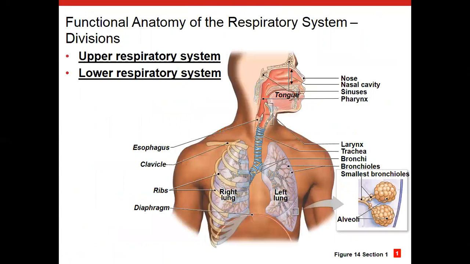We divide our respiratory system into two components, two parts. Upper respiratory system, which is basically everything above, right here is your voice box, your larynx. So everything above that larynx is your upper respiratory tract. And then everything below the larynx, so here's your windpipe or the trachea, everything below that is your lower respiratory tract.